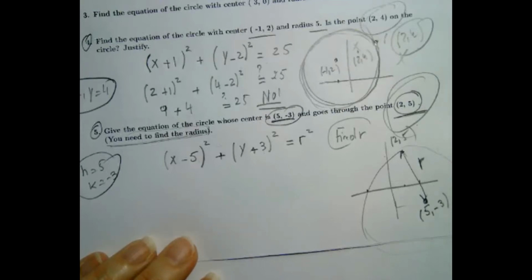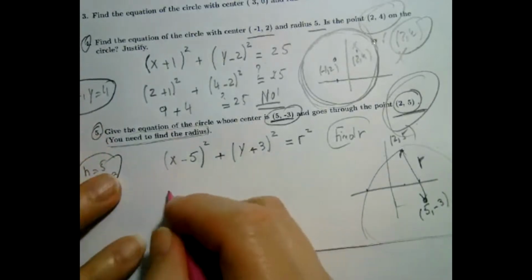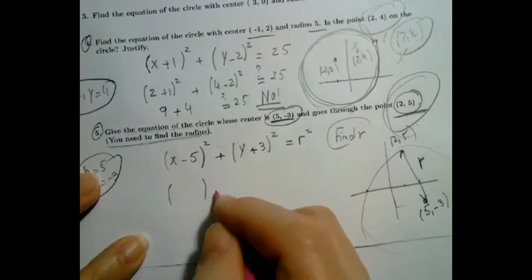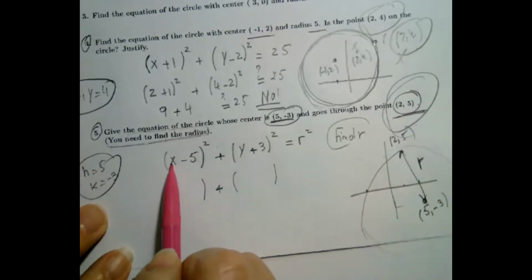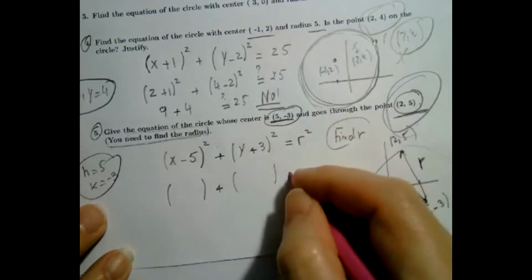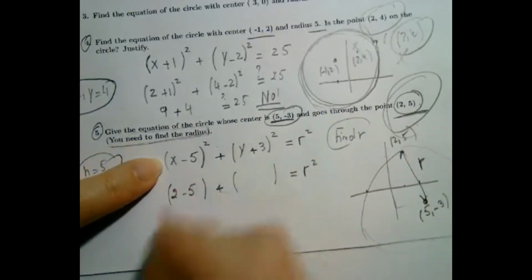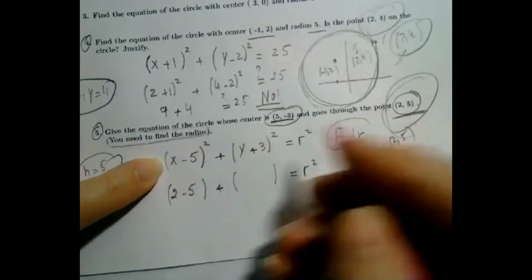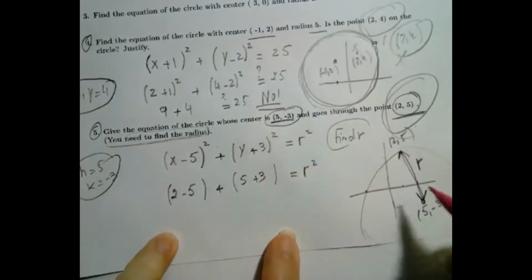Anybody? Plug in 2 and 5. Where shall I plug in 2 and 5, Kishan? So Kishan is suggesting if the point 2, 5 is on the circle, it means if you plug in 2 for x and 5 for y, I should get r squared. That's what we're going to do. Basically, I'm computing the distance between those two. I'm saying this is r squared.